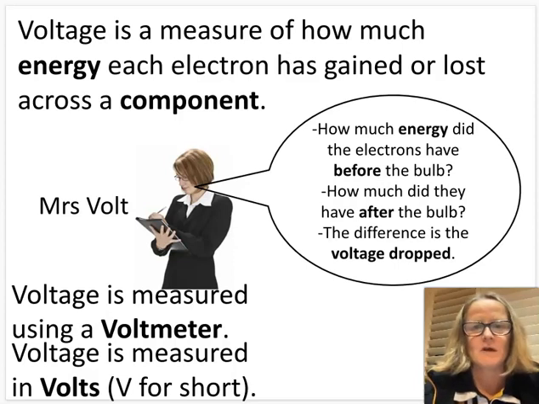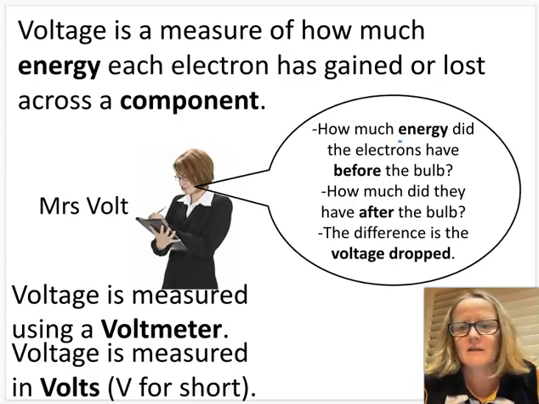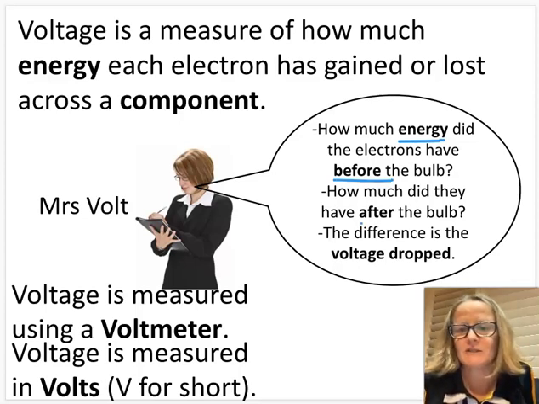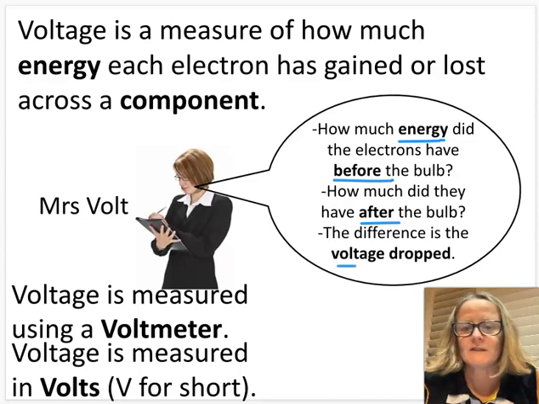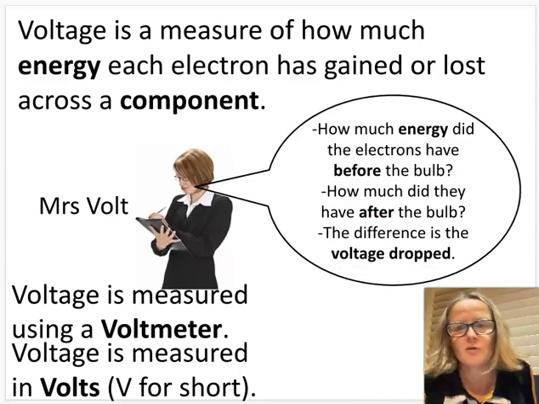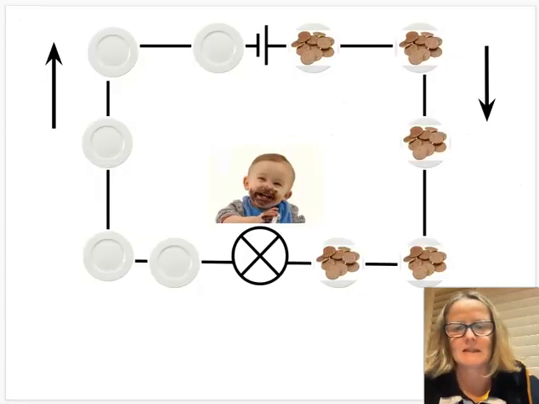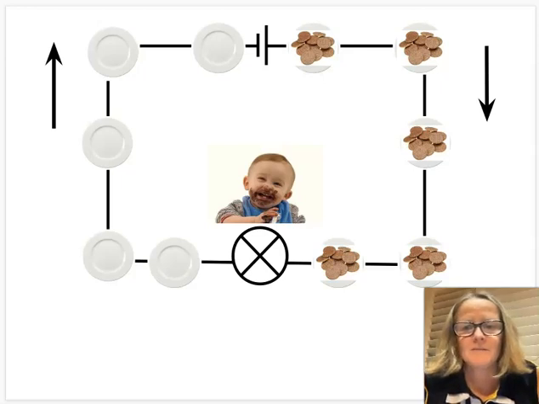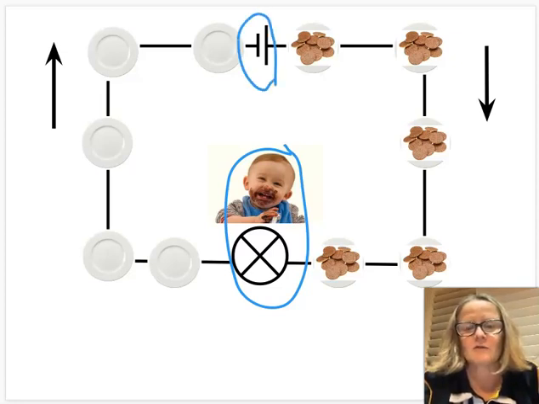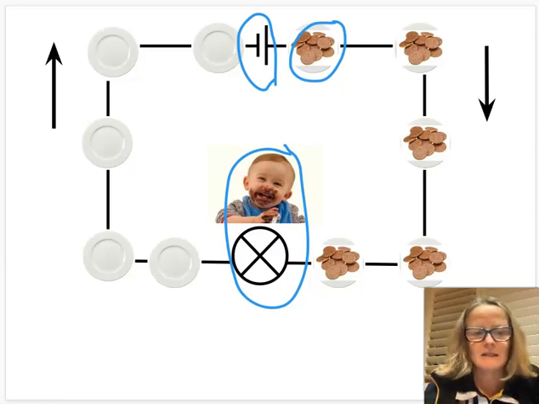So we're going to start off by considering how much energy an electron has before it reaches a bulb, and how much energy it has after the bulb, because we're interested in the voltage that has been dropped as we go through a component like a bulb. So let's have a look at our baby eating chocolate biscuits. Here's our baby. Our baby is representing our bulb here, eating up the voltage, and our battery is generating the voltage. Out of the battery is coming a plate with 12 chocolate biscuits on it. And this baby is enjoying those chocolate biscuits.